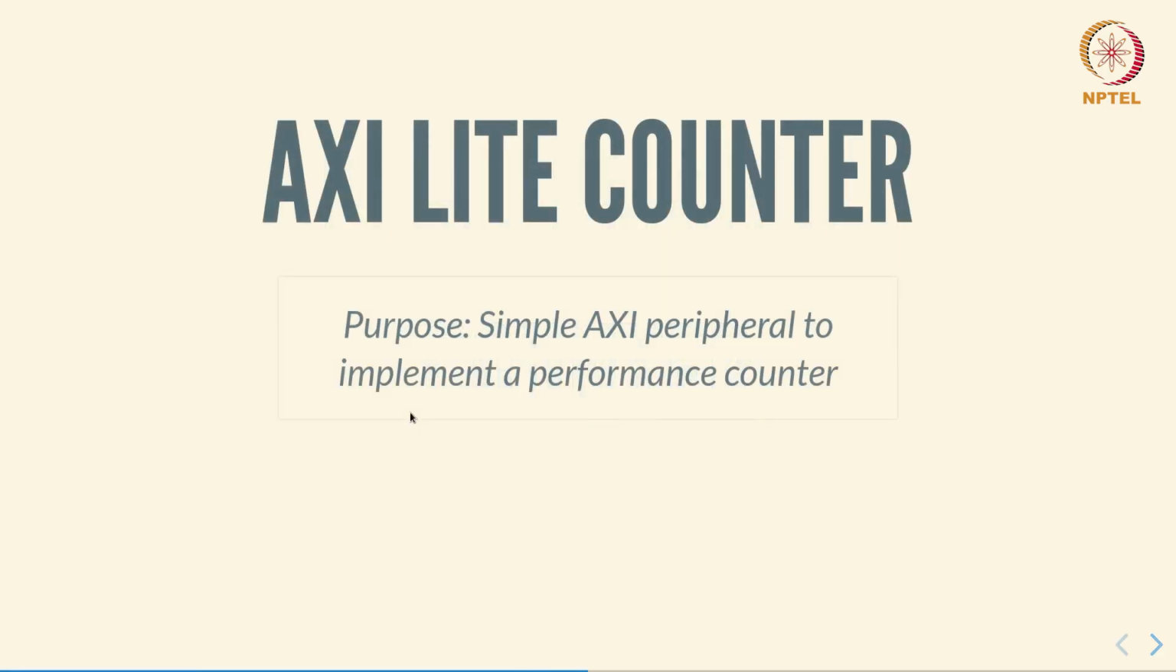In this video, we are going to look at implementing a simple AXI peripheral to implement a performance counter. A performance counter can be used inside a C program written in the SDK to estimate the number of clock cycles taken by a function to execute, or in general to time any event that is happening on the FPGA in terms of number of system clock cycles.